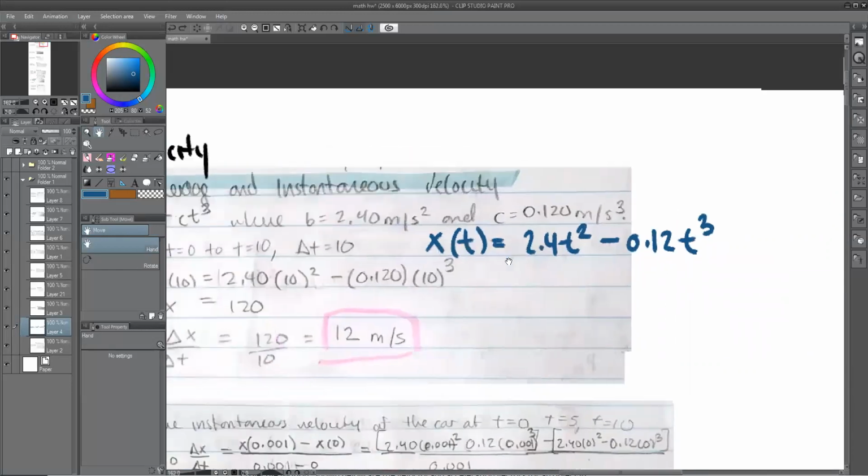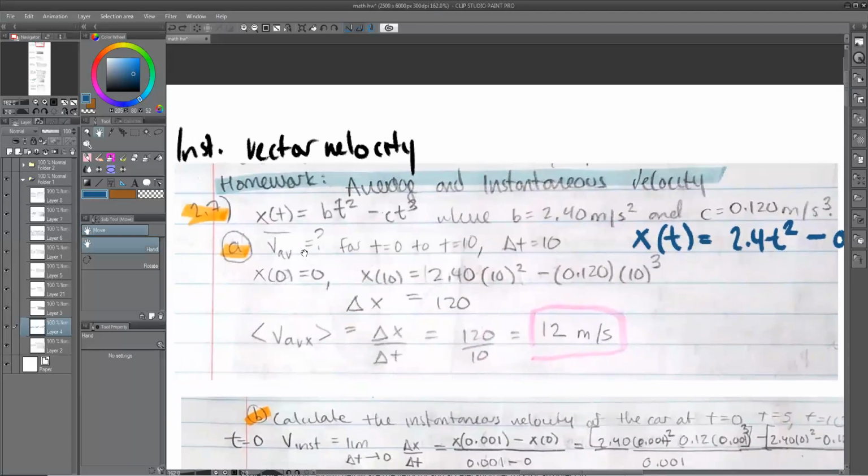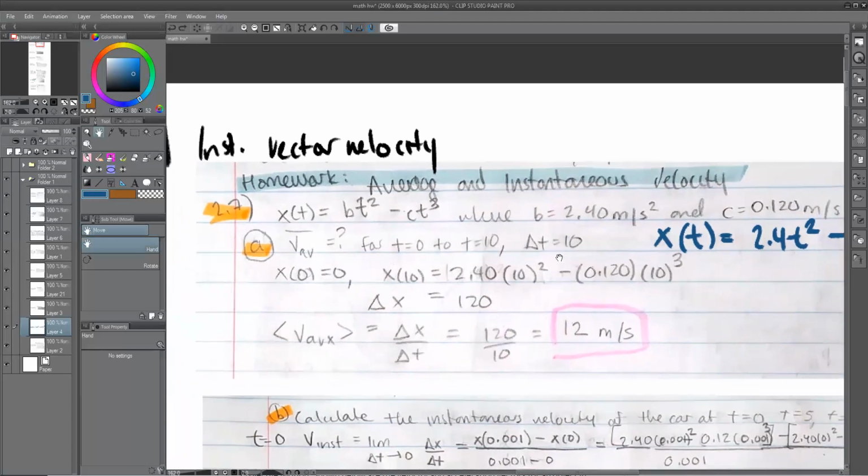Your first question is asking you, find the average velocity for the time period between t equals 0 to t equals 10. So 10 minus 0, like delta t, is literally just going to be 10, because you'd start at 0. So your change in time is going to be 10. First, you have to find what the x was when t was 0. So x of 0 is just 0. If you plugged in 0 for t, you were going to get 0.